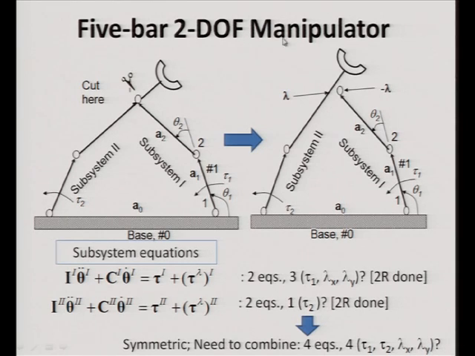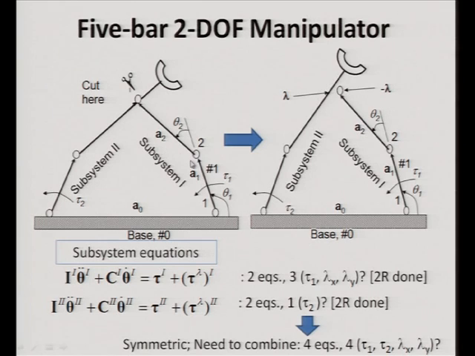Next, look at the 5 bar 2 degree of freedom planar manipulator. I have 1 bar, 2 bar, 3 bar, 4 bar and the base is the 5th one, so 5 bar. If I use the cut method, the immediate approach would be to cut it at the middle. This scissor symbol means the cutting. But as soon as I cut it, we have to replace it with some Lagrange multiplier, as you call it. Now, this is equivalent to saying that that force is trying to bring them together.